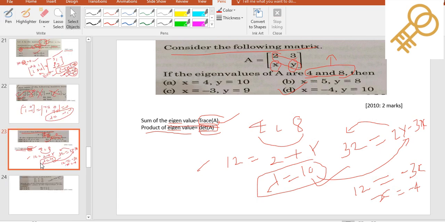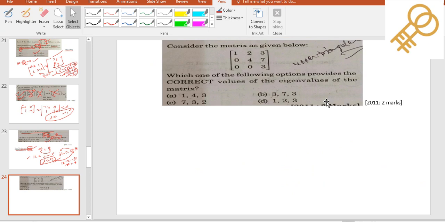Moving towards the next question, it was asked in 2011 for 2 marks. The question is telling us to consider the given matrix. They have given one matrix, and they're asking which one of the following options provides the correct eigenvalues. Basically they are asking the eigenvalues of the given matrix.